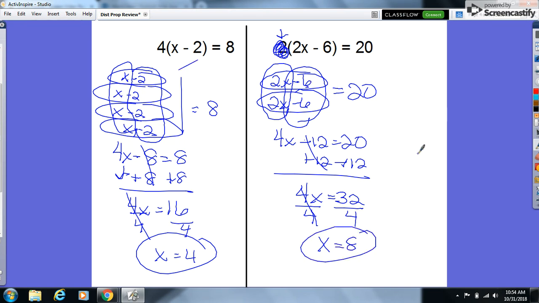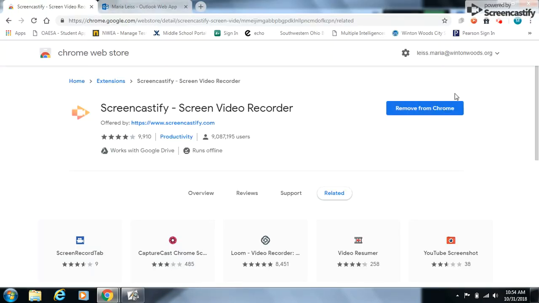Hopefully that helps you understand these a little bit more. I do have some extra practice problems in Echo. See me if you have a hard time finding them. Good luck becoming a master on distributive property equations.